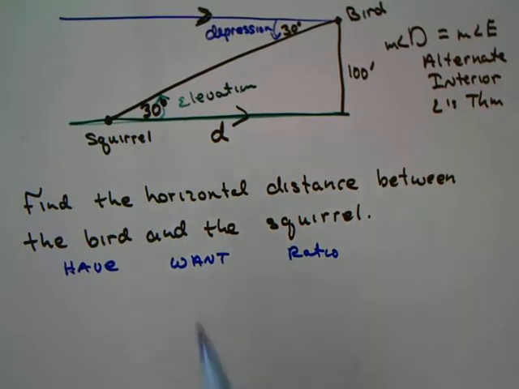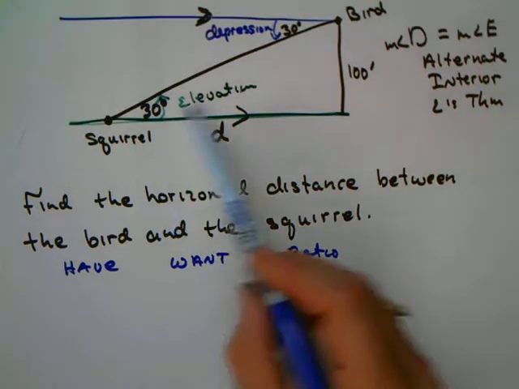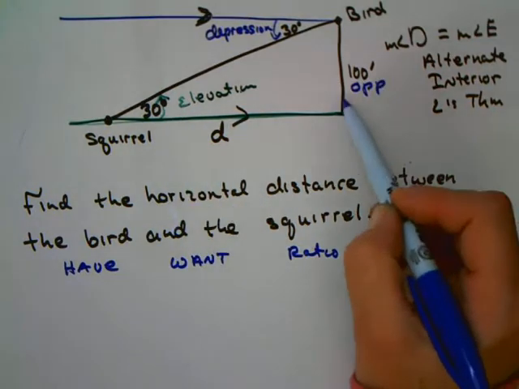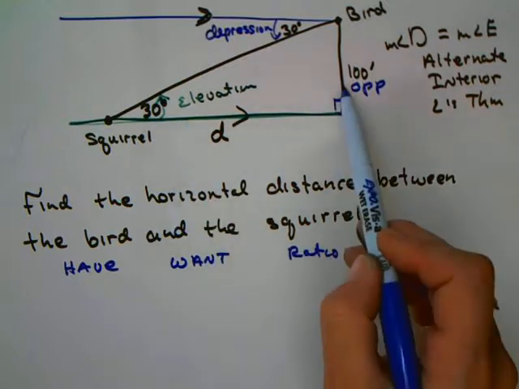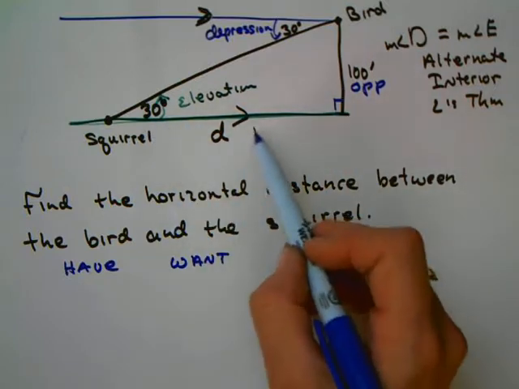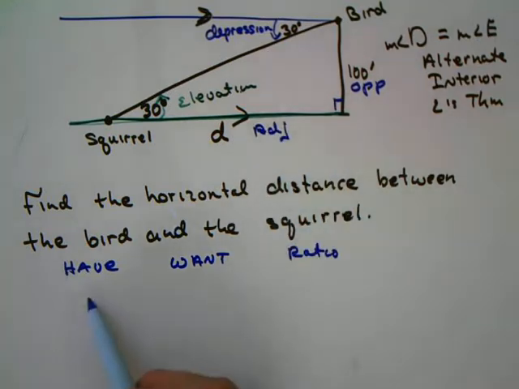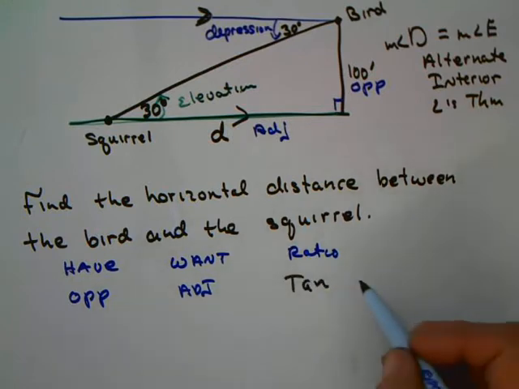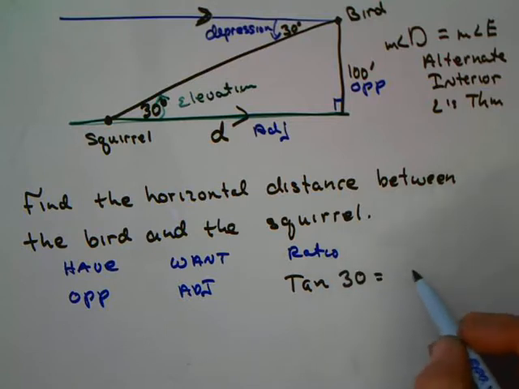Well, this side is opposite my angle that I know, and this side is adjacent to the angle I know. So I have the opposite side, I want the adjacent side, and I think, opposite over hypotenuse, adjacent over hypotenuse, TOA, opposite over adjacent. That's what I need. The tangent, the TOA. The tangent of 30 equals the opposite side, 100, over the adjacent side, which is just going to be D.